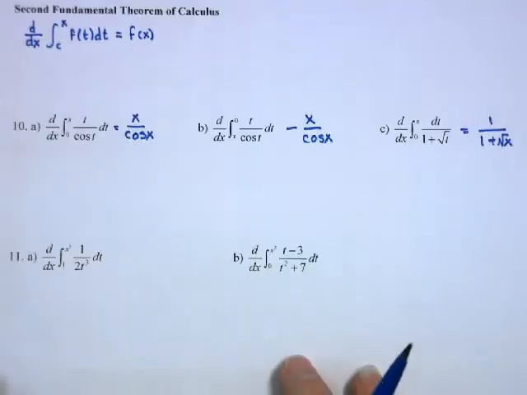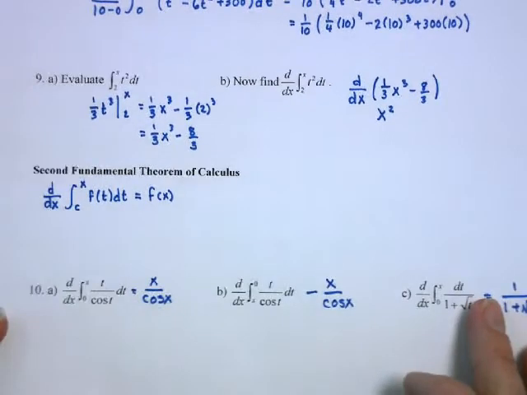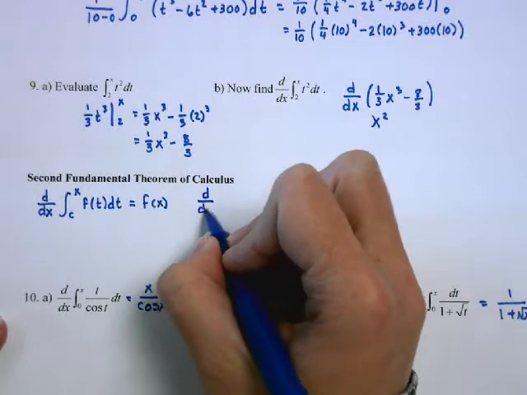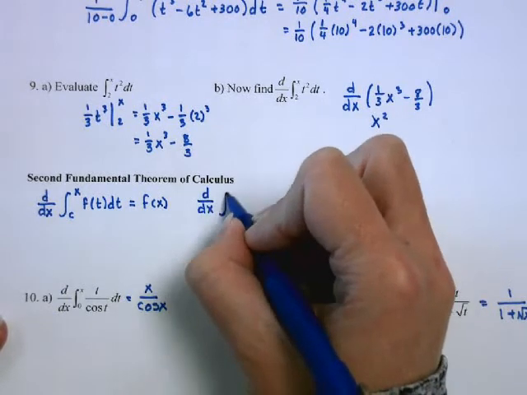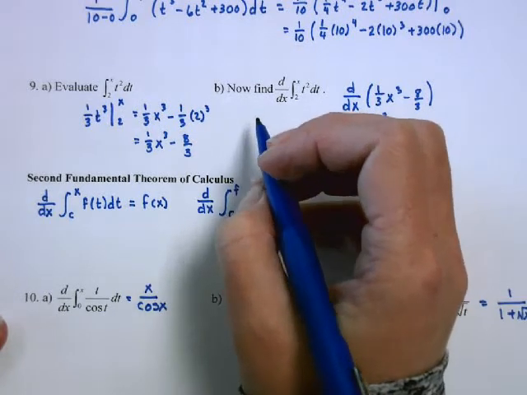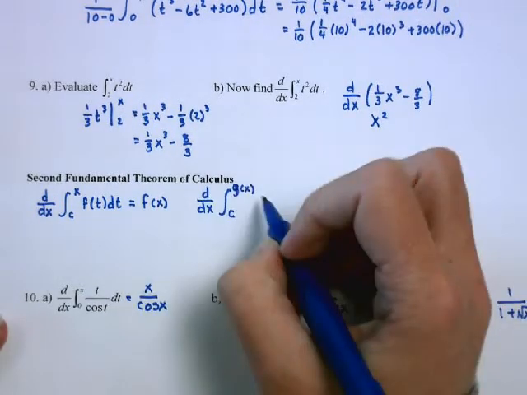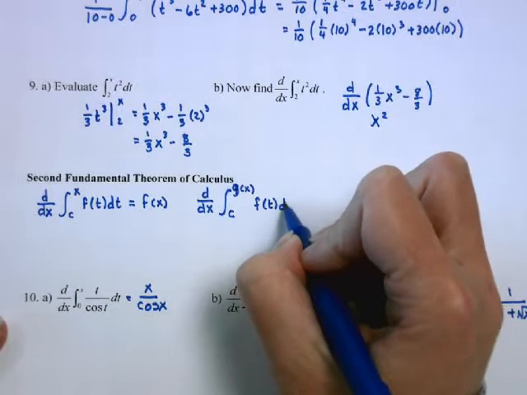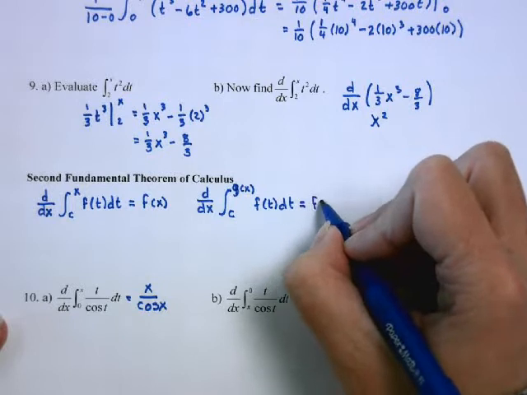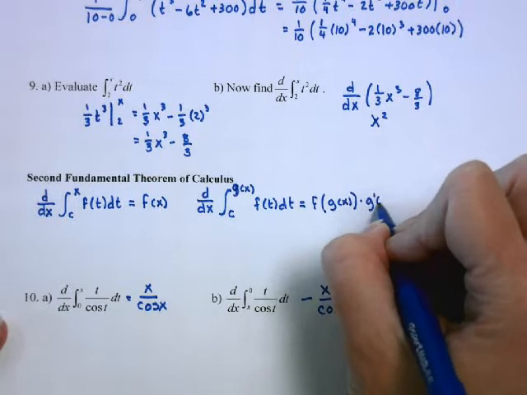All right, these next ones, if you look, we have an integral from a constant to a function. So we're going to add another rule up here: the derivative with respect to x of the integral from a constant to a function, we're going to call this g of x, of f of t dt is going to be f of g of x times g prime of x.